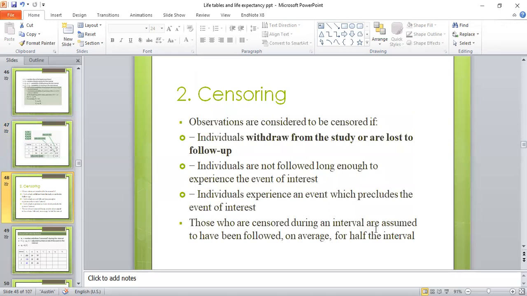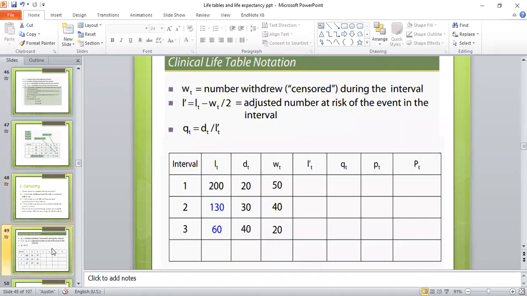This is the example which I discussed previously for the case when individuals are not lost to follow-up. This formula we can use, and it is stable. But there is the term censoring, in which the observations are considered to be censored or lost due to individual withdrawal from the study or loss to follow-up, or the individual lacks interest in the middle of the study, or the individual experiences an event which precludes the event of interest. In these cases, those who are censored during an interval are assumed to have been followed on average for half of the interval. In this case, the table changes throughout, and there is some additional notation.